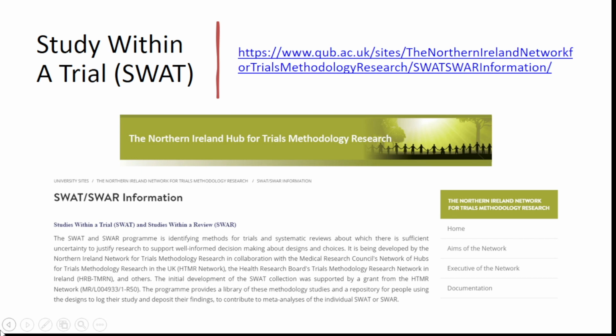So the other initiative that I want to mention, and this is a major cornerstone, I suppose, in terms of activity of the TMRN, is the study within a trial. The SWAT, the study within a trial, and study within a review information is held on the Northern Ireland Hub for Trials Methodology Research website to have a look at there. But many of you will have heard of studies within trials initiatives, and there are many going on at the moment.